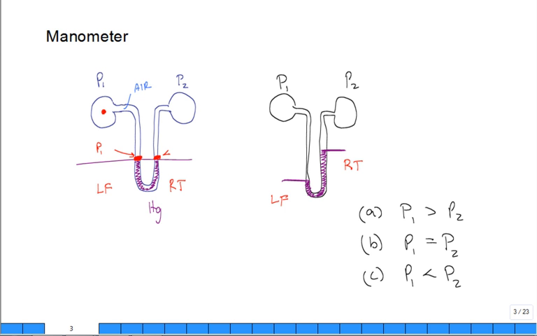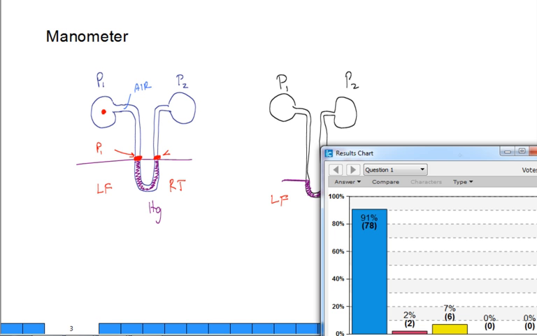I have a manometer. Air is the gas above the fluid, which is mercury in the manometer. Down to 5 seconds. Everybody in on 5? All right. So here's the result.